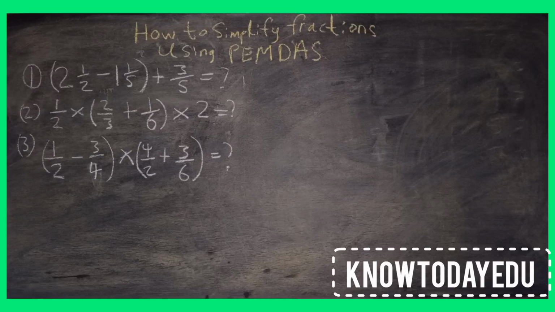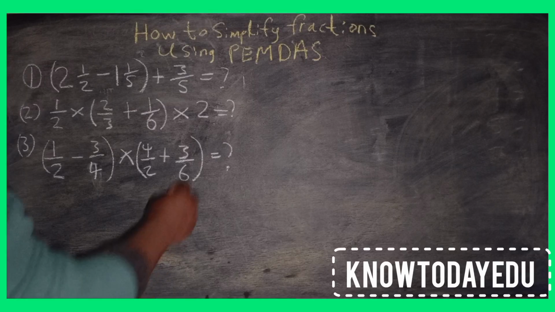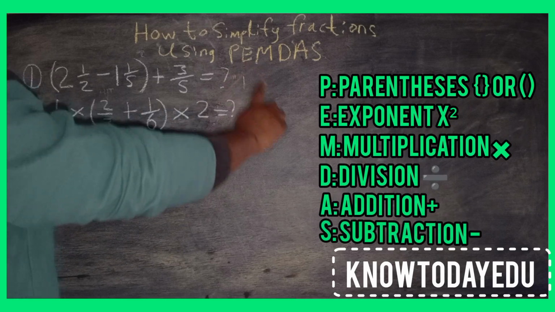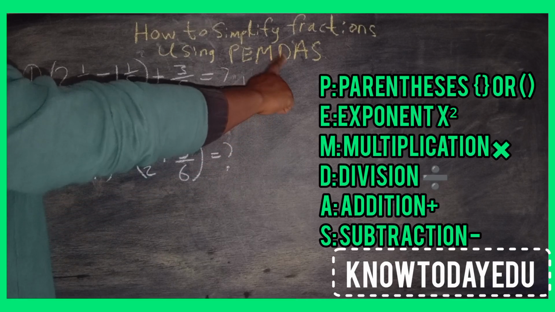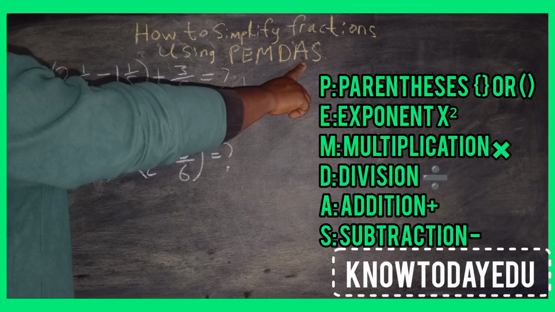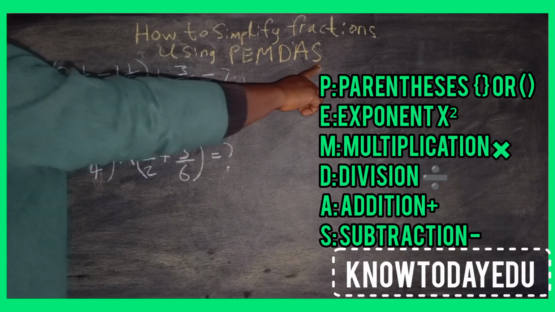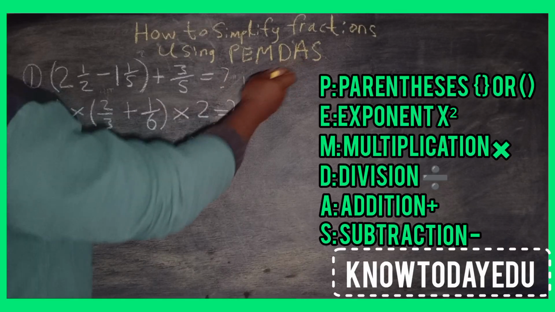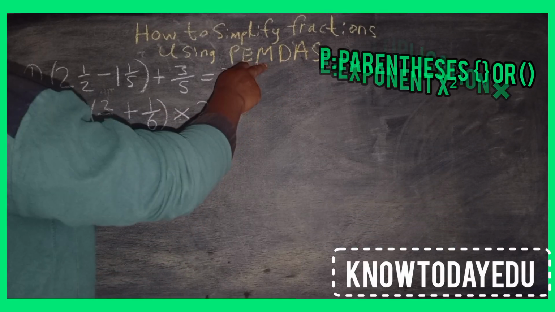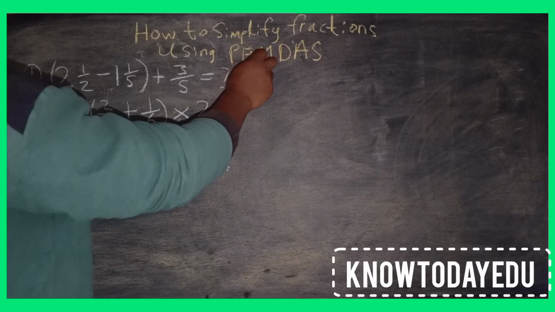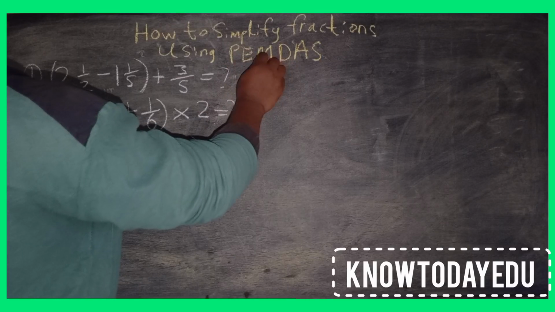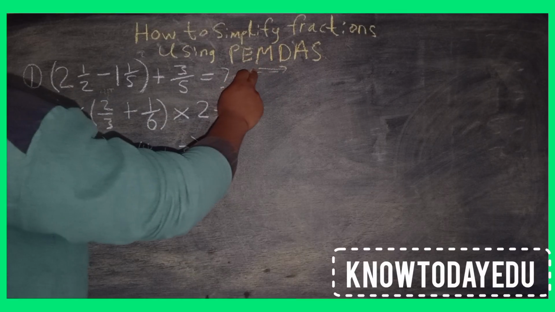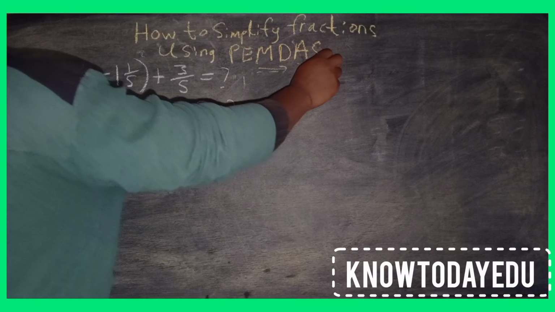So PEMDAS is an acronym which stands for P parenthesis, E exponent, M multiplication, D division, A addition, S subtraction. And using this order of operation in mathematics, when we have multiplication coming before division, we start with multiplication from left to right. And if division comes before multiplication, we start from division still from left to right. The same thing with addition and subtraction.